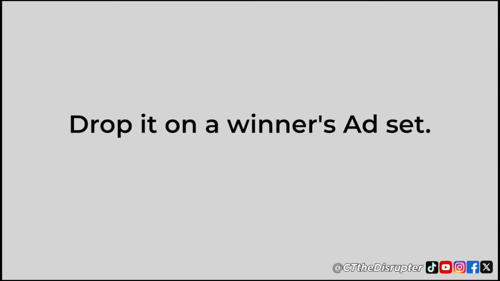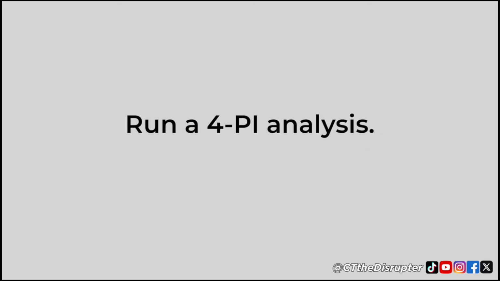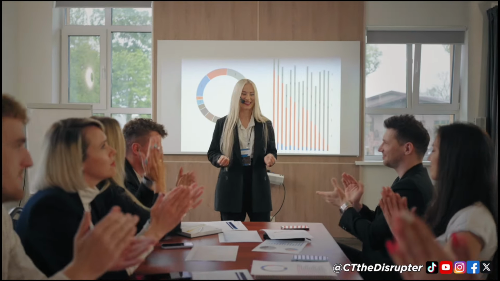And when that happens, that is when we're actually going to have to go in and isolate our best post ID, drop it into a winner's ad set, turn off that test potentially, and launch a new one. And we're going to run a 4PI analysis to make sure we understand where in the funnel we have a gap by understanding how Facebook is using our ads, so that ultimately our new creative test accomplishes business results. This is how you manage Facebook.